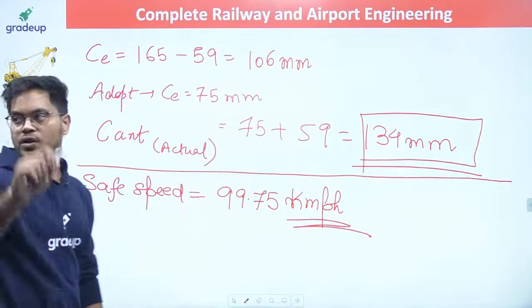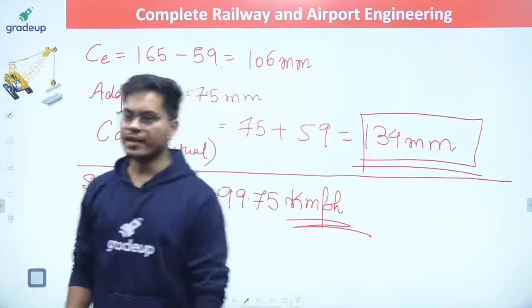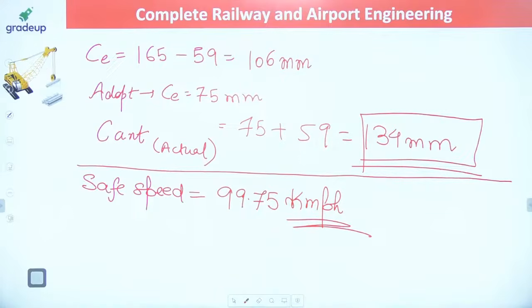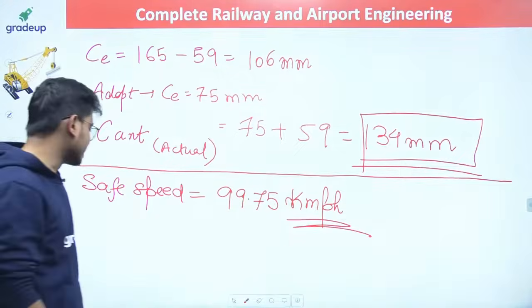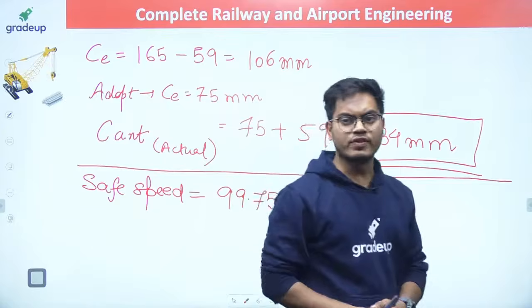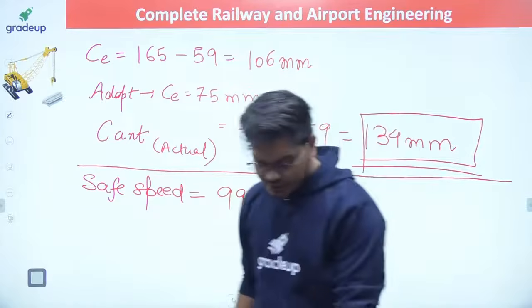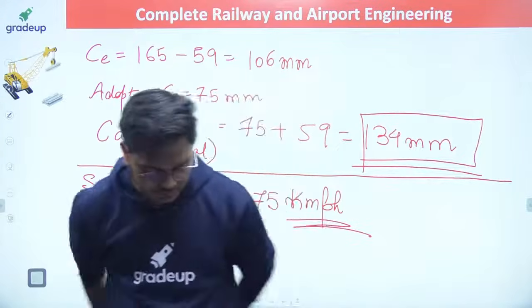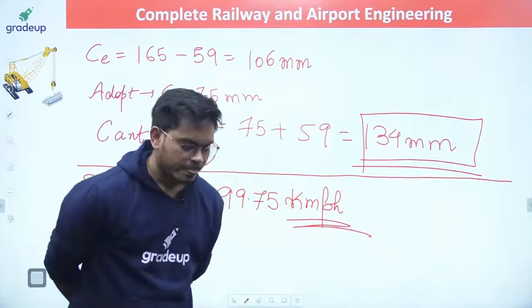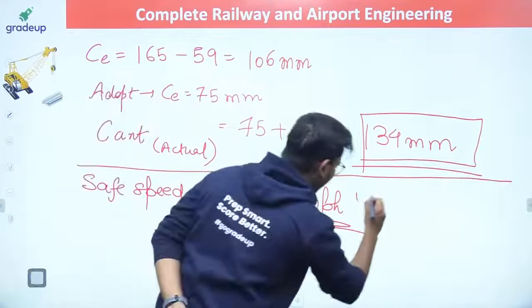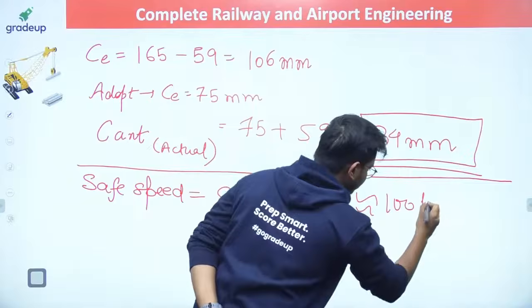Now you tell me which value I have to provide. Quickly let me know the answer. Come on, guys, quickly let me know the answer. 99.75 kmph is the value. Now quickly tell me, everybody, what should be the speed? This is somewhere around 100 only. So this is 100 kmph.